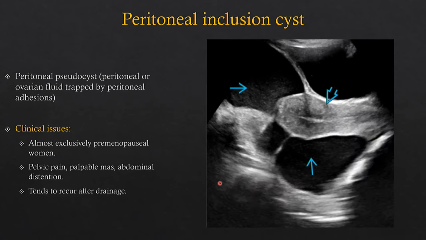A peritoneal inclusion cyst is a pathology that is most commonly found in women, almost exclusively in premenopausal women. This peritoneal inclusion cyst, or pseudocyst, is just ovarian fluid trapped by peritoneal adhesions. It could be a palpable mass causing pelvic pain and abdominal distension, and it tends to recur after drainage.